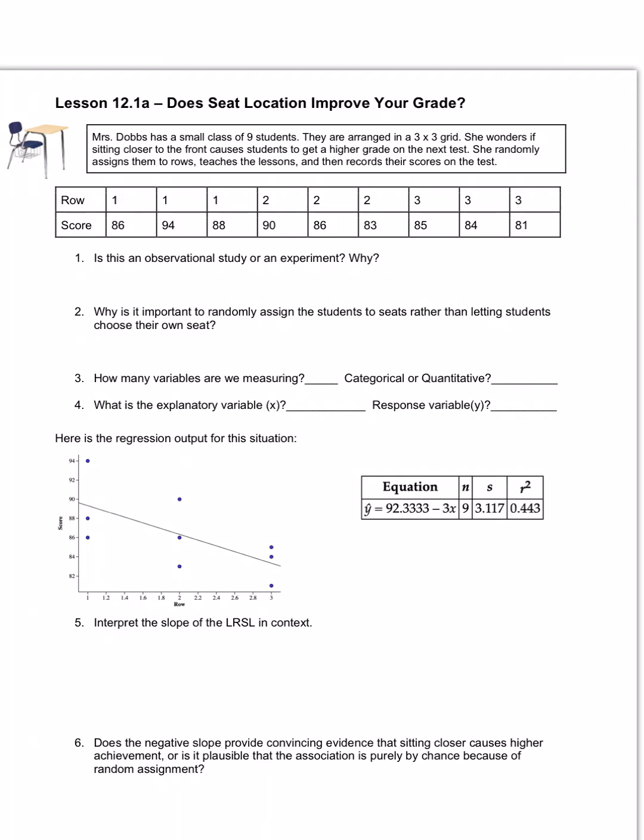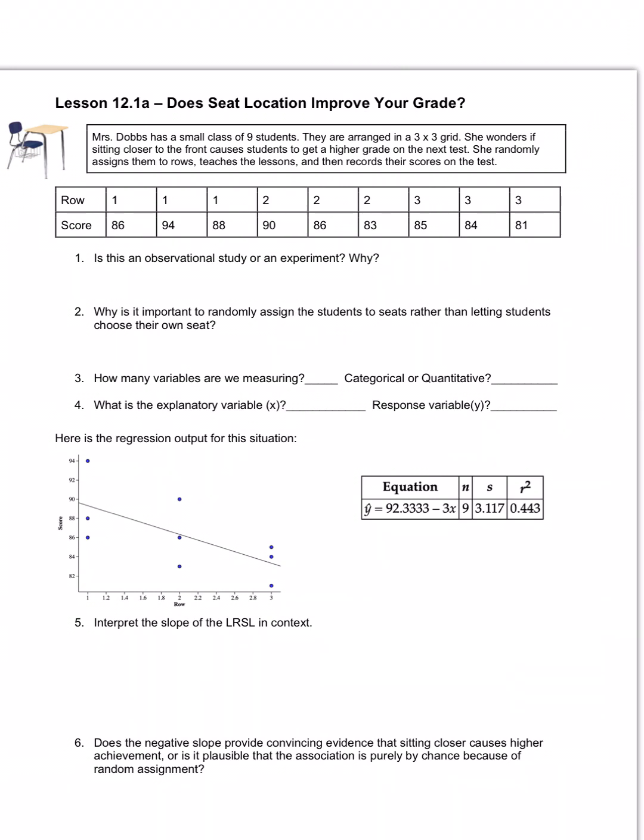Okay, so I have a small class of 9 students. They're arranged in a 3x3 grid, rows and columns. I wonder if sitting closer to the front causes the students to get a higher grade on the next test. She randomly assigns them to rows, teaches the lesson, and then records their scores on the test.